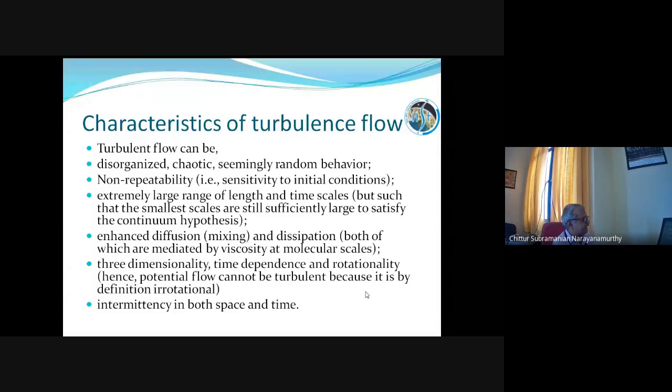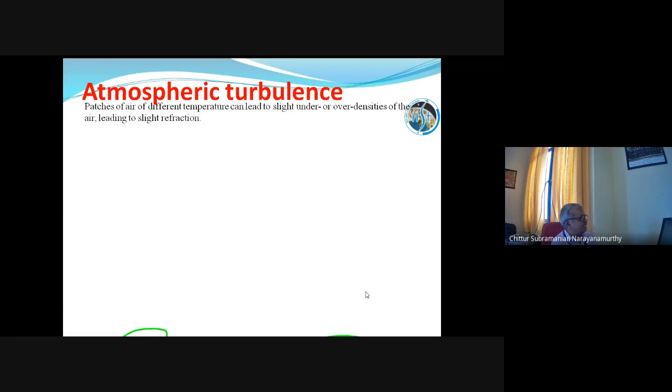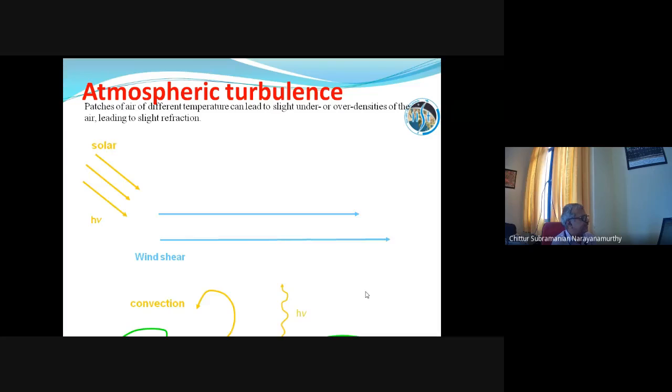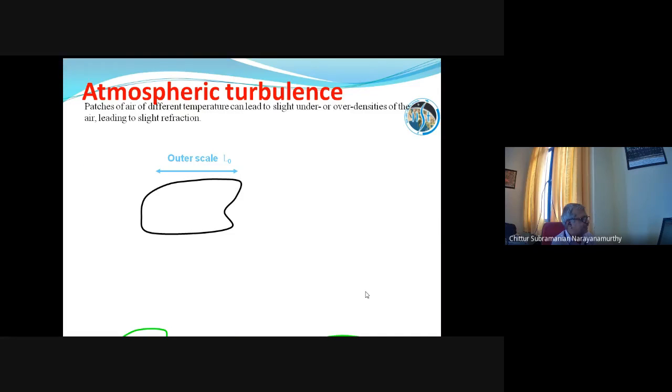Basically, this can be analyzed using fluid dynamics. Professor Kolmogorov of Russia developed this earlier. He developed it for fluid flow, but it can be used for the turbulence effect also. What is atmospheric turbulence? Different temperatures lead to it. You can see the solar radiation, wind shear, convection. You can see how this can be considered.